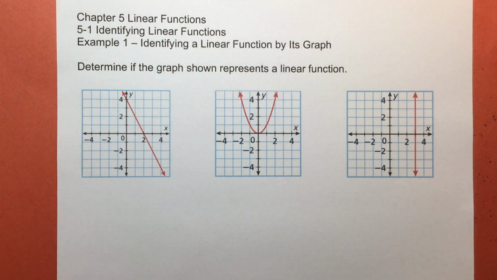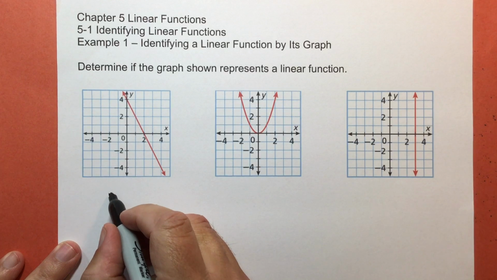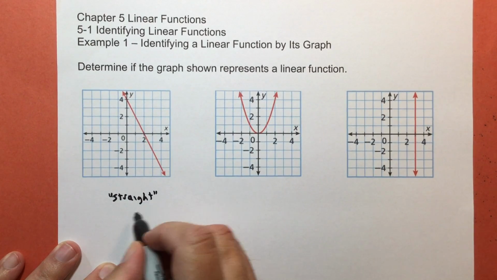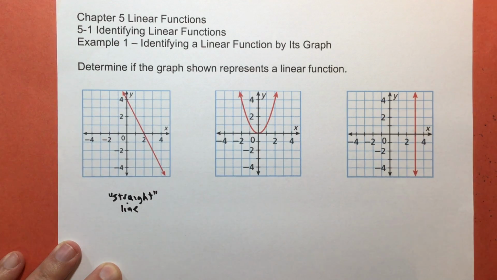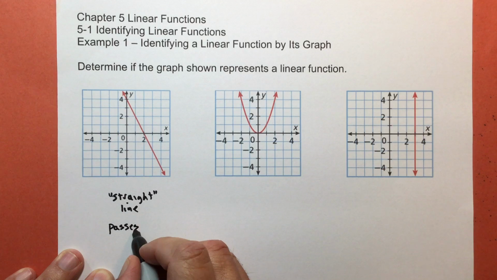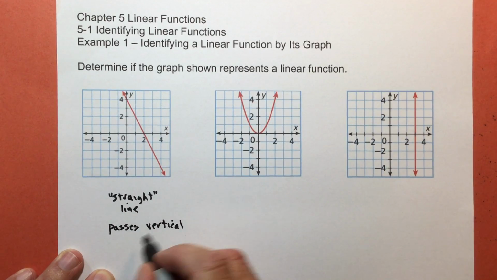All right, so let's look at this one right here. It does seem to be a straight line. So that's good. And the question is, is it a function? Well, it's going to pass what we're going to call the vertical line test. And we talked about that in the last section.